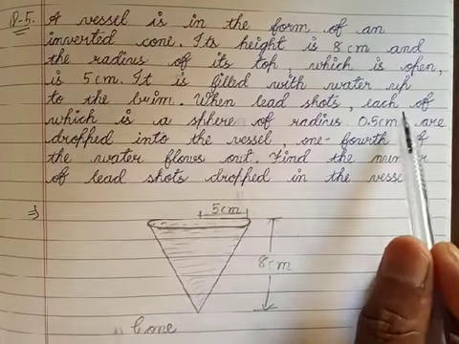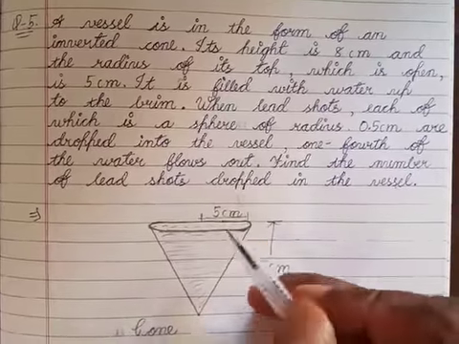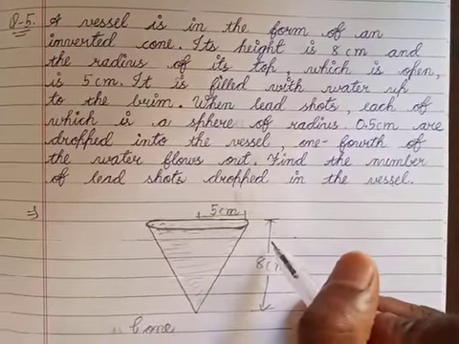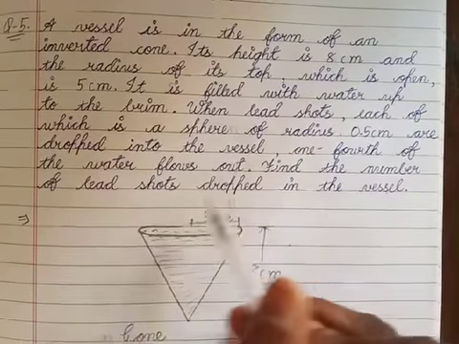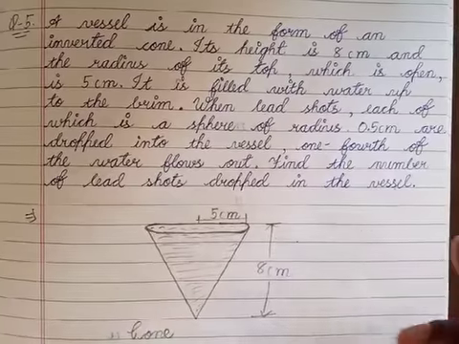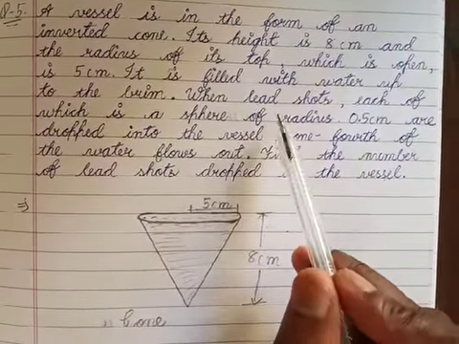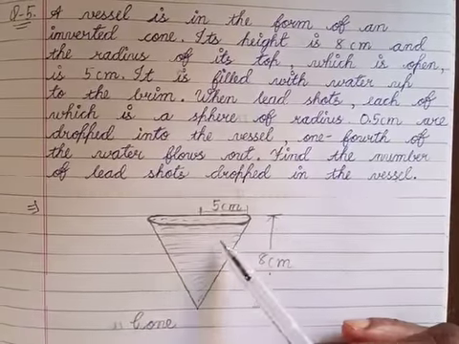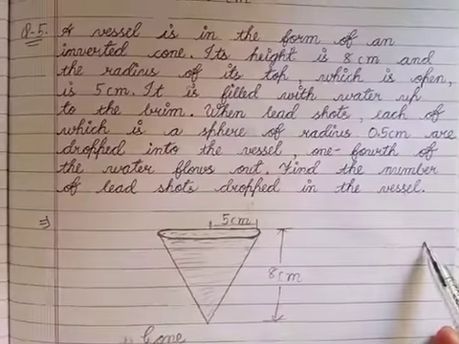But how many lead shots are put into it? Because the water flows out, we don't know, so we have to take n. Let n be the number of lead shots dropped in the vessel. Volume of the cone is equal to 1/4 of the volume of water displaced.